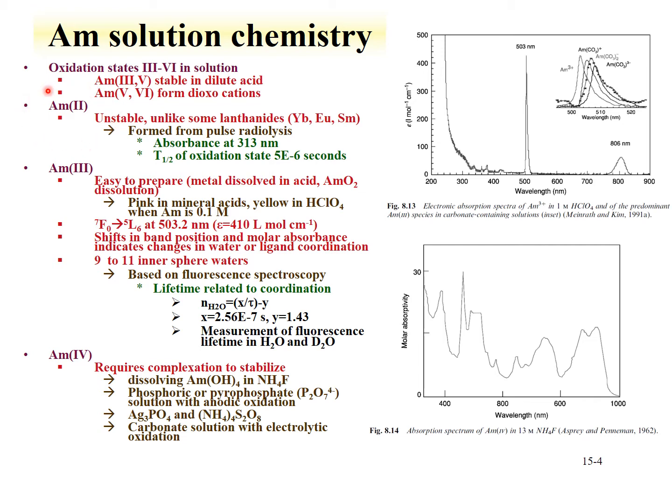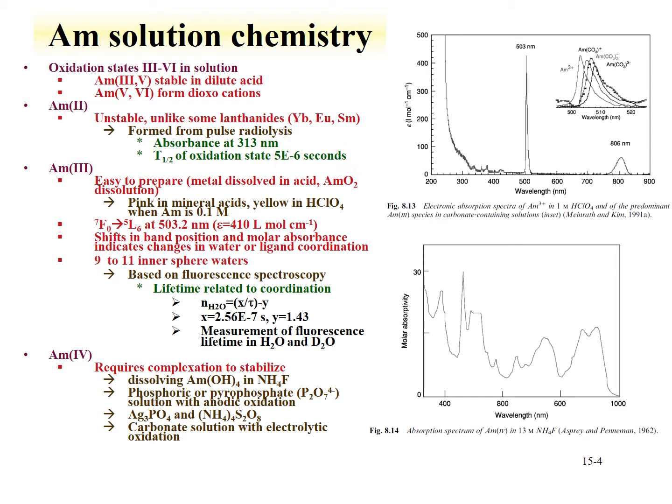It's unlike some lanthanides, terbium, europium, samarium, which can form divalent oxidation states. The americium 2 has been observed from pulse radiolysis. There's an absorbance at 313 nanometers, and the oxidation state has a very short half-life.